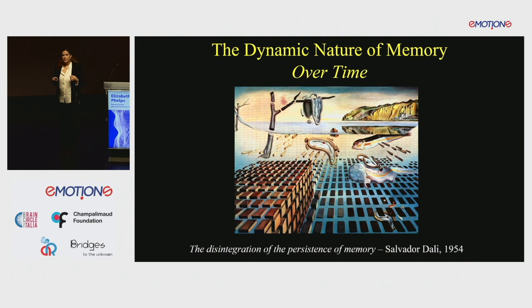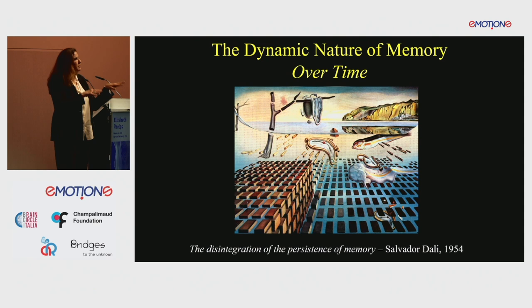About 20 years after the persistence of memory was created, Dali created a second piece called the disintegration of the persistence of memory. And in this, he has little pieces of information that seem to break apart. We all know that memories change over time, that we forget things over time, but they also can be recombined, they can be changed as we retrieve things over and over.